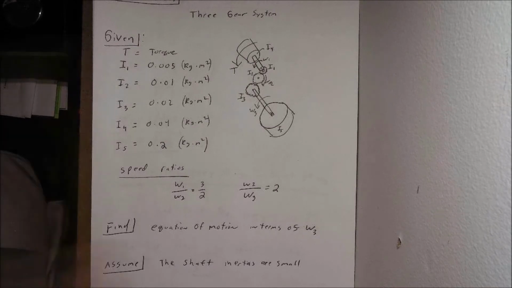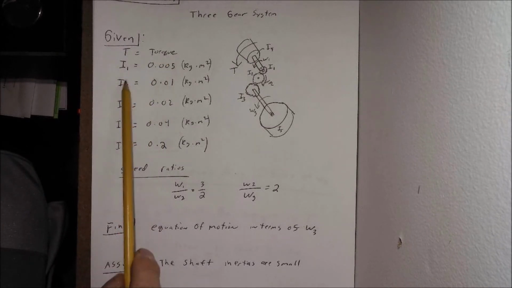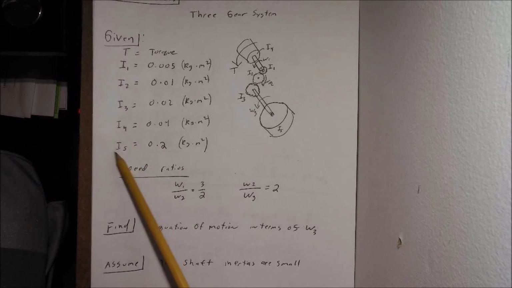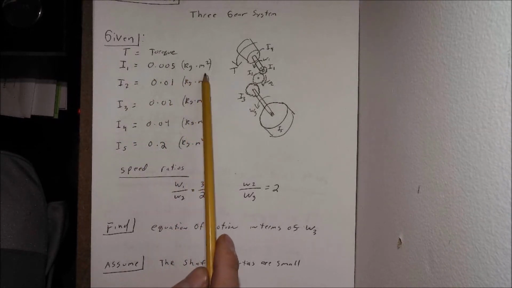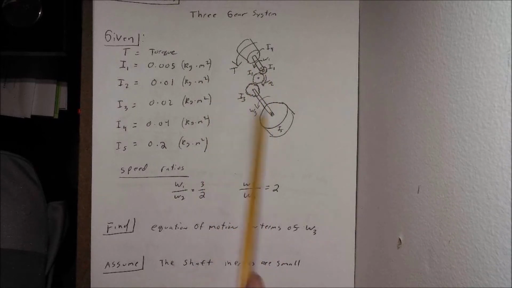For this problem, they tell us our torque is T. They give us our I1, I2, I3, I4, and I5. They give us a numeric value, and they tell us the units are in kilograms times meters squared. You can reference back to our diagram.